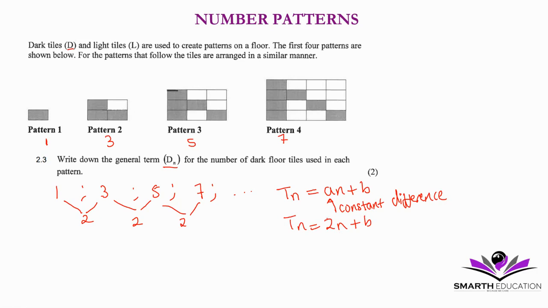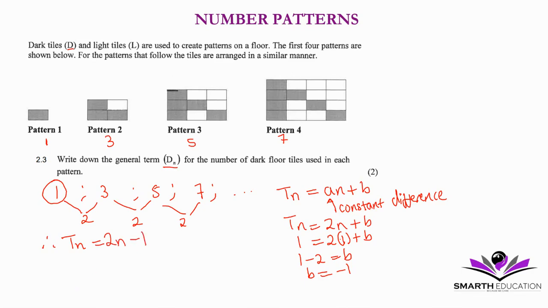We can substitute any term. Let's say we substitute term number 1. So it means T1, which is 1, is equal to 2, then where there's n, we put 1 because we're talking about term number 1, then plus b. So 1 minus 2 is equal to b, meaning that b is equal to negative 1. Therefore, Tn is equal to 2n minus 1.